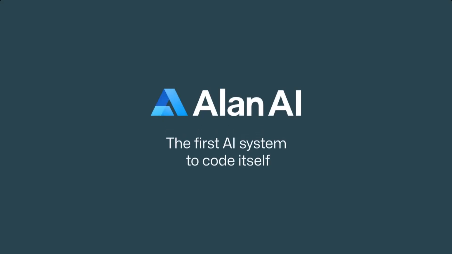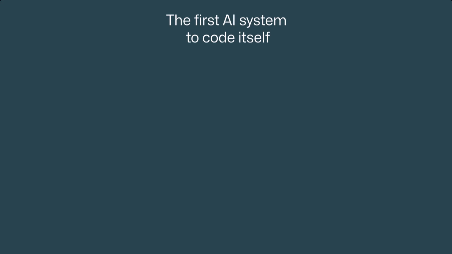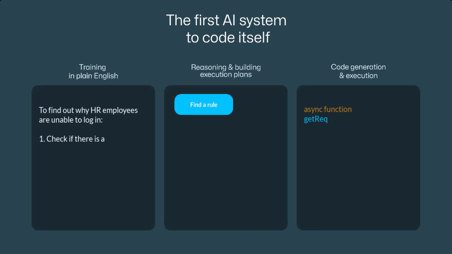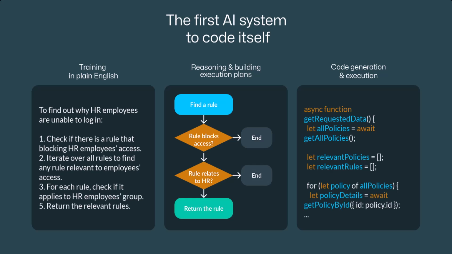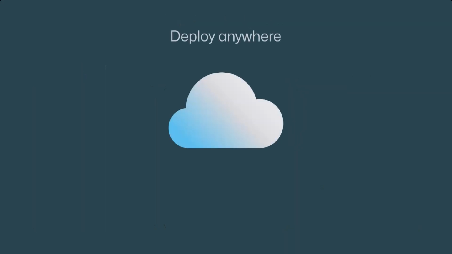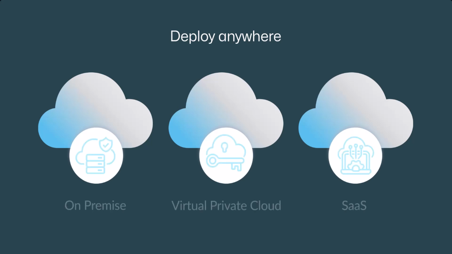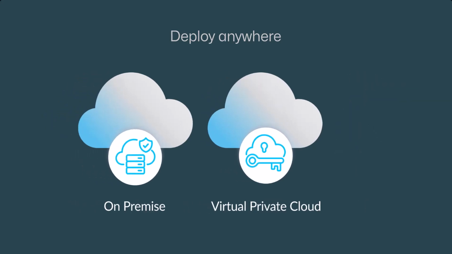Allen AI is the first AI platform to code itself and use recursive reasoning to support any complex user request. Developing agents with the Allen AI platform is easy. It offers various deployment options, from desktop to private cloud or SaaS.